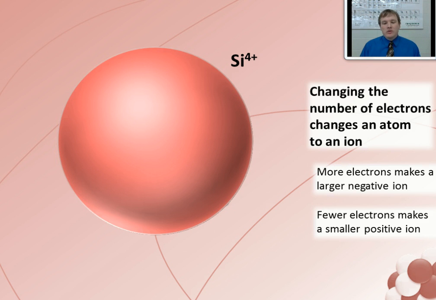So that's what happens when atoms gain or lose electrons. They form ions. And if they gain electrons, they make negative, bigger ions. If they lose electrons, they lose negative charges. They become positive, smaller ions. Anytime an atom gains or loses electrons, the atom is no longer electrically balanced, and because of that, it's going to react with other substances around it.